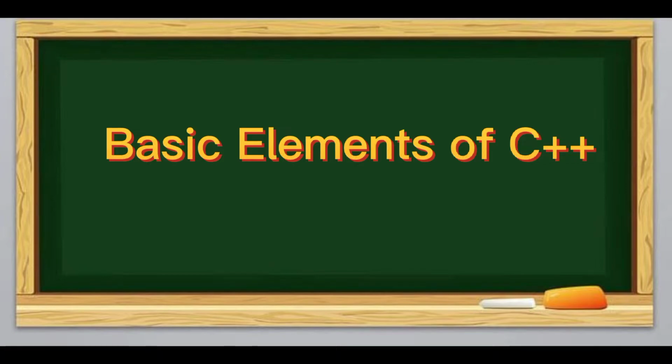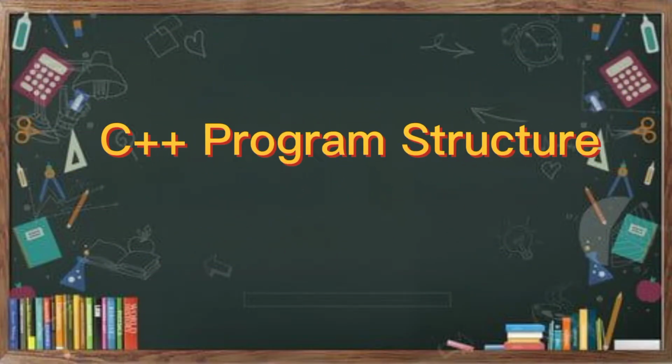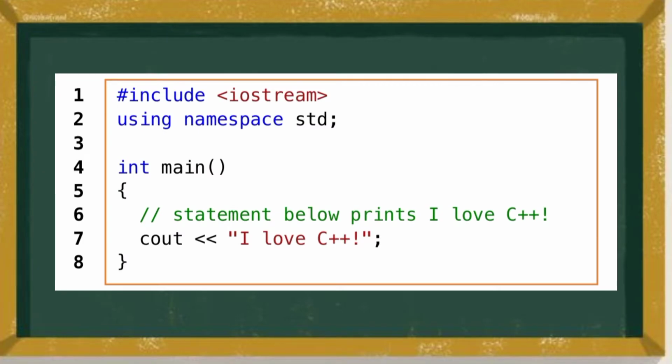Basic elements of C++. C++ program structure will get you started in writing simple C++ programs, covering variables, literals, and data types which you will use in creating C++ programs. C++ program structure. The sample program given presents the basic structure and syntax of a C++ program.